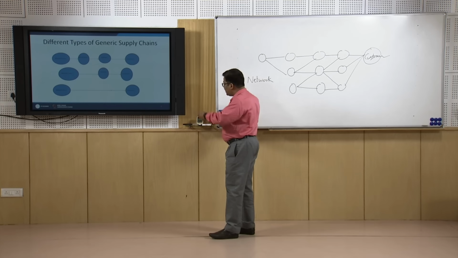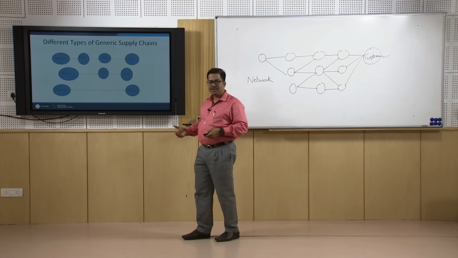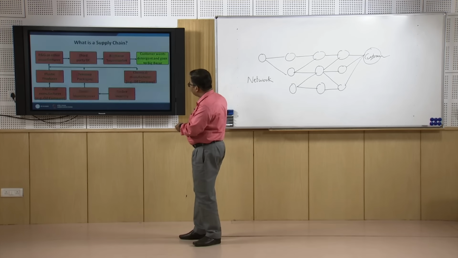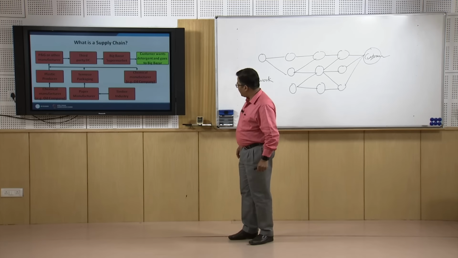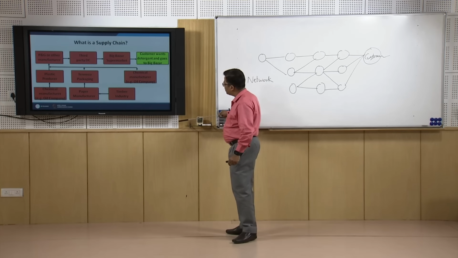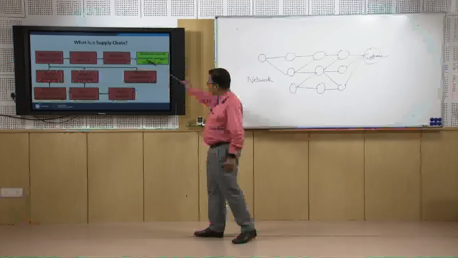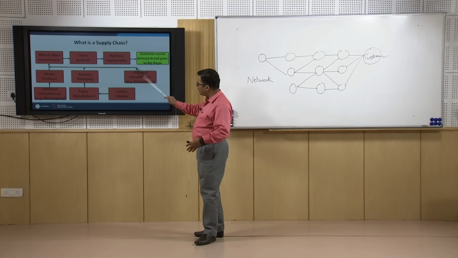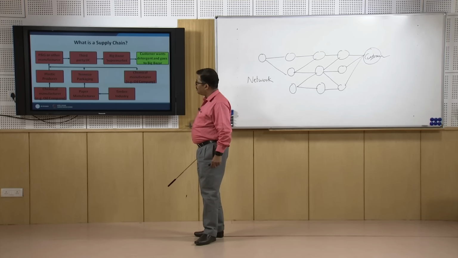So, these are some generic supply chains, but as we go ahead in this course, we will see more specific supply chains also. Now, coming to a very specific example of a supply chain where some customer is going to purchase some detergent at a Big Bazaar mall supermarket, let us see how things are happening in this real supply chain. Those were the generic supply chains in the previous slide. Now, this is an example of a real supply chain.